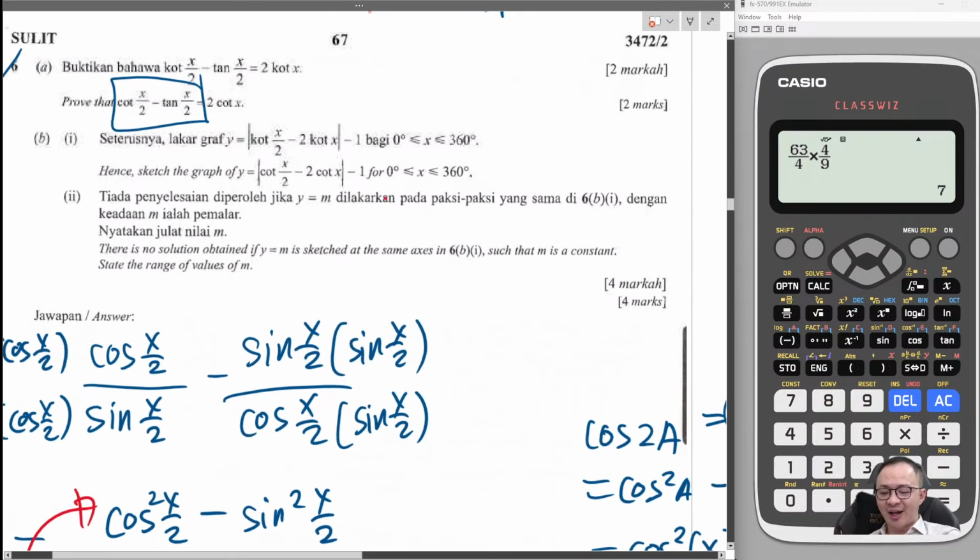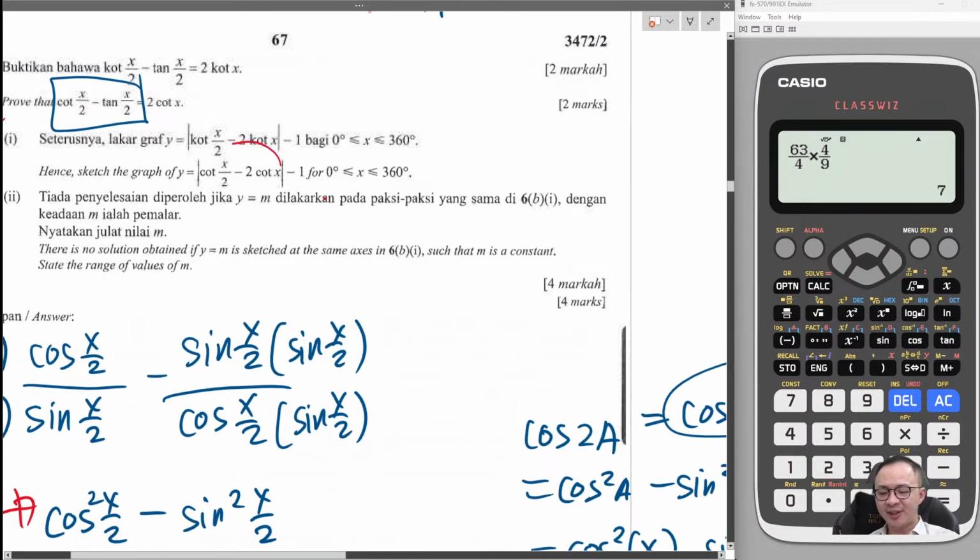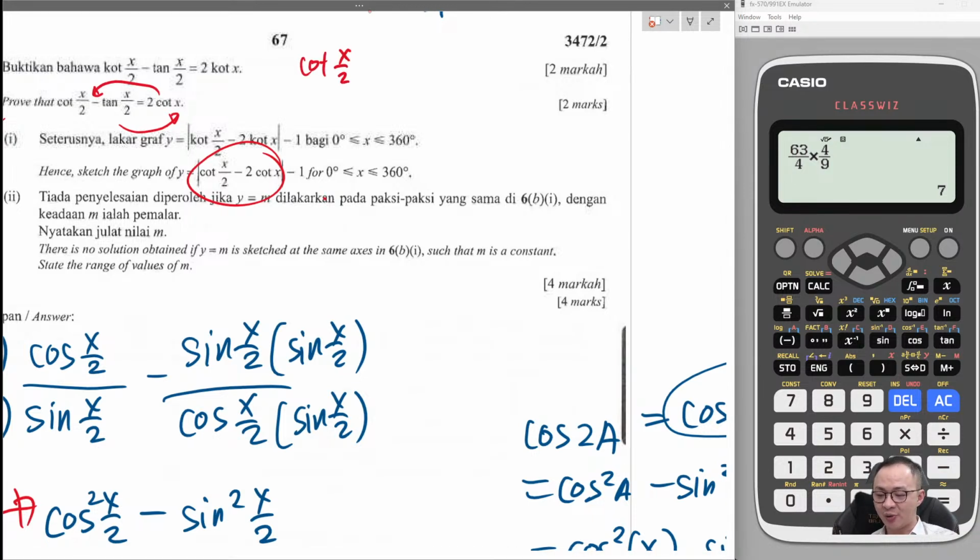So we want to sketch the graph. Check this equation. This equation actually is a bit tricky. They modified from here. Imagine the tangent I throw here, cotangent I throw the other side. Am I getting cotangent x over 2 minus 2 cotangent x equals to tangent x over 2? Isn't it?